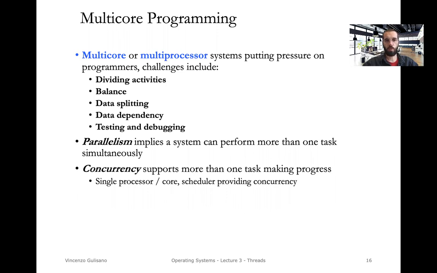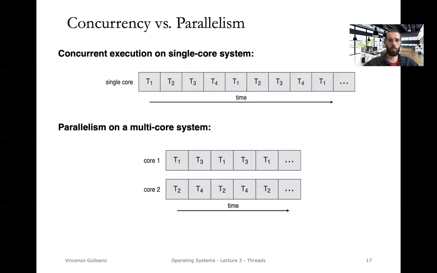But before we look into these challenges, we need to understand the difference between parallel execution and concurrent execution. This is extremely important. Parallelism implies that a system can perform more than one task simultaneously. Concurrency supports more than one task making progress at the same time. So your computer, together with the operating system, can have several threads that are making progress during a certain period of time. To show you what this means, let's have a look at this.